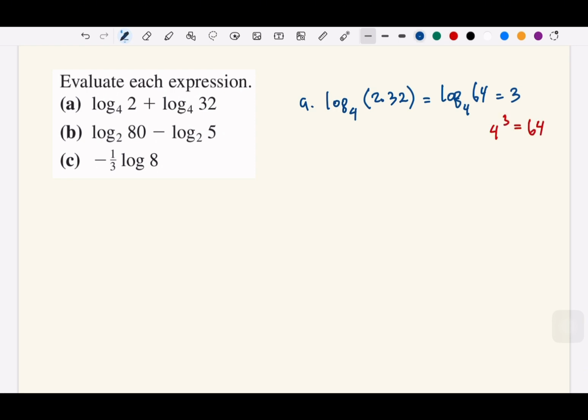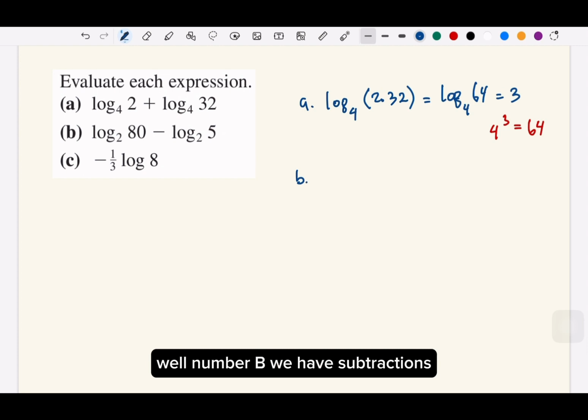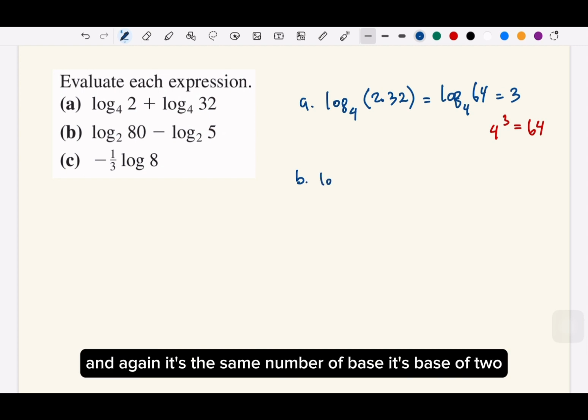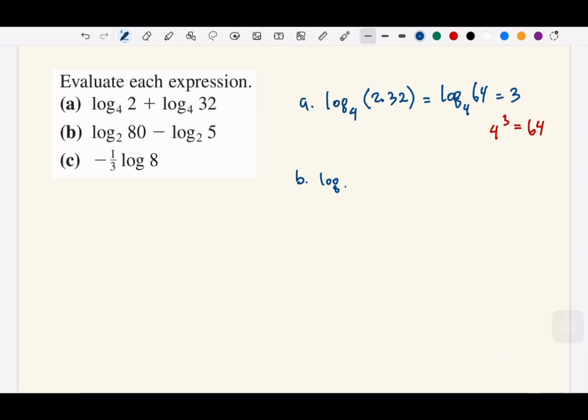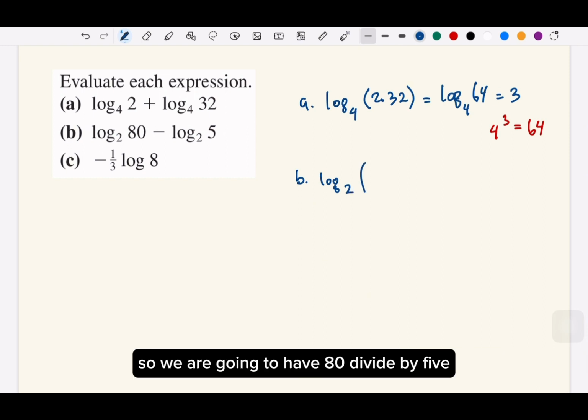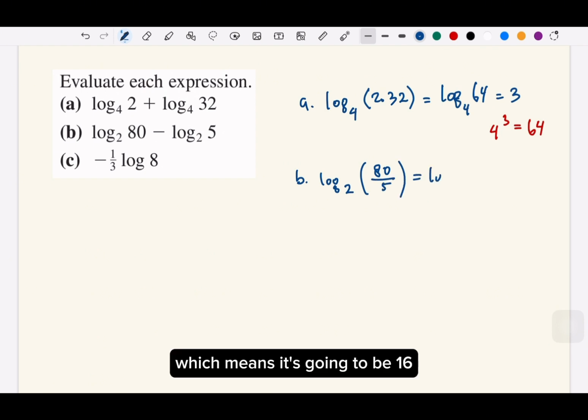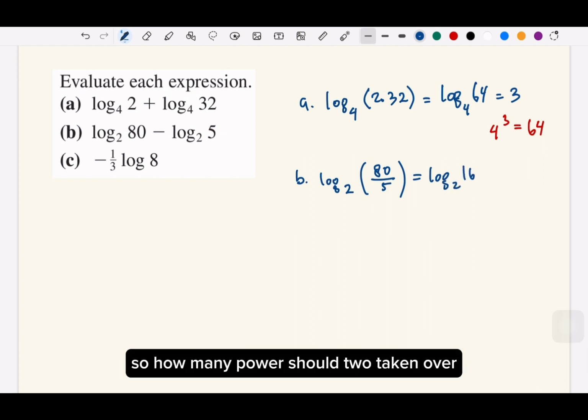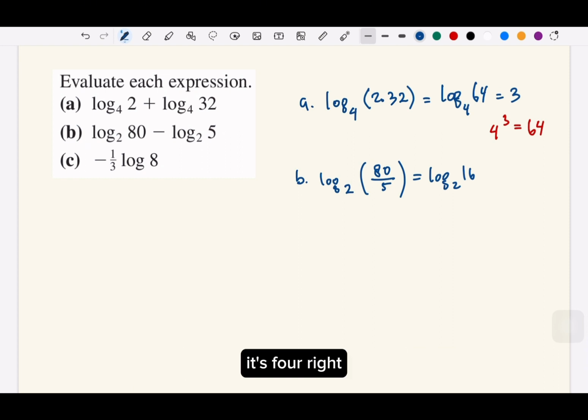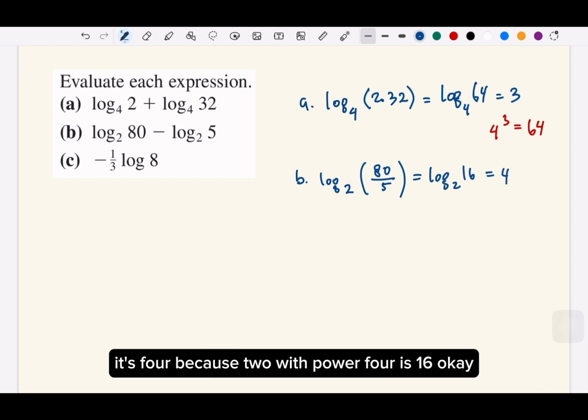Okay, now number B, we have subtraction, and again it's the same base, base 2, so we are going to have 80 divided by 5, which means it's going to be 16. So how many powers should 2 be taken to so that it results in 16? It's 4, right? It's 4 because 2 to the power of 4 is 16.